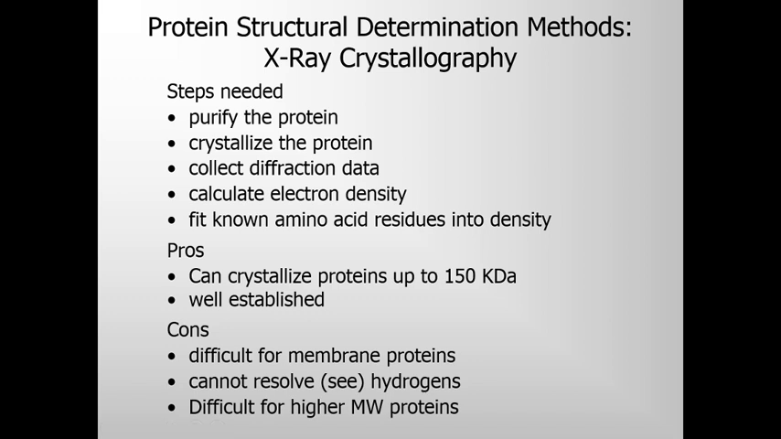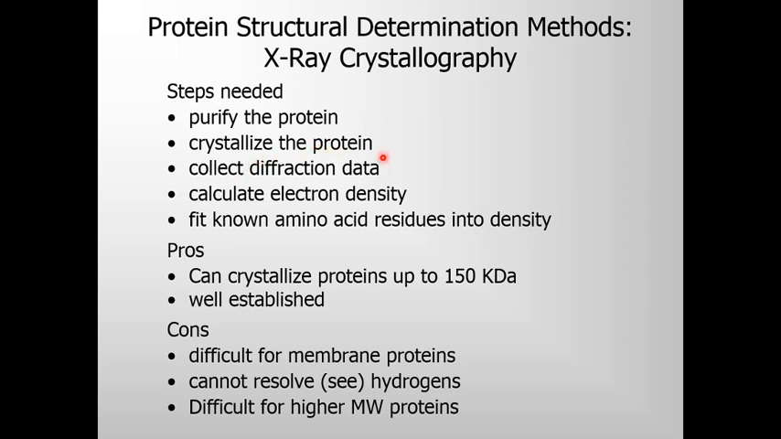At this point, I would like to introduce two different techniques that are used to determine the three-dimensional structure of a protein. The first one is called X-ray crystallography. These are the steps needed to conduct this experiment. First, you need a pure protein. For that, you need to purify recombinant protein.